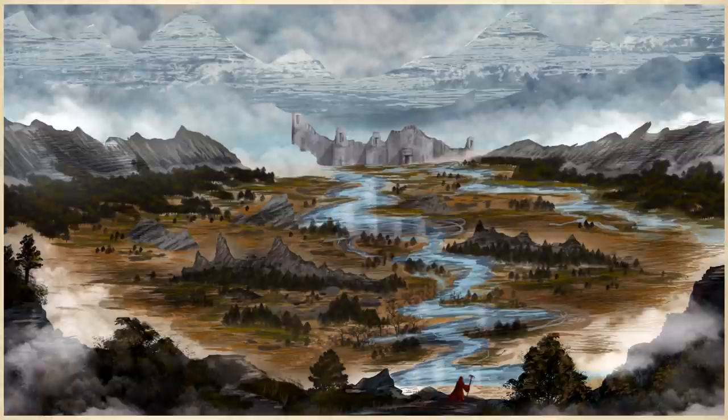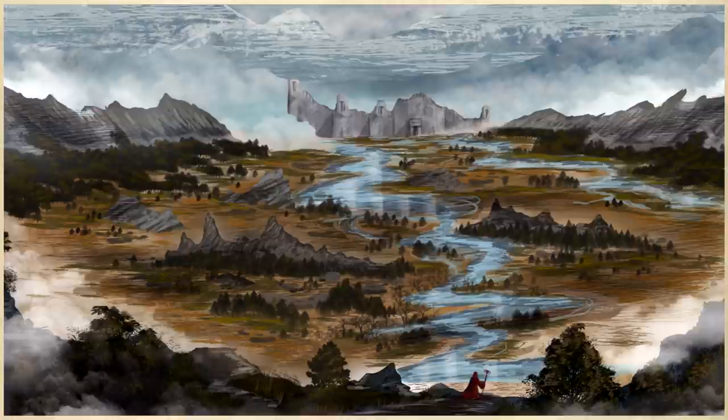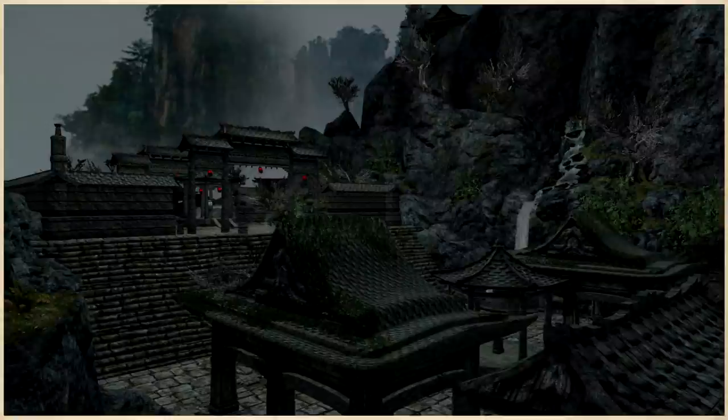Now, the term eaten here should be taken with a really big grain of salt, because it could mean anything from actually being eaten to other implications like them being enslaved or assimilated into the race. Because we know that the Tsaesci, who came to Tamriel at some point, can actually procreate with mankind. So we don't actually know how the Tsaesci eating the men of Akavir actually happened.